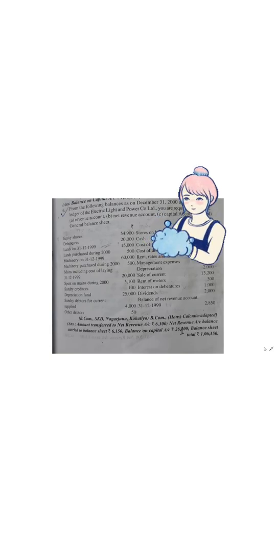Depreciation fund is 25,000. Sundry debtors for current supply is 4,000. Then other debtors are 50. Then comes the next balances: stores on hand 700, cash 300, cost of generating electricity 3,000, cost of distributing electricity 600, rent, rates and taxes 400, management expenses 1,200, depreciation 2,000, sale of current 13,200.